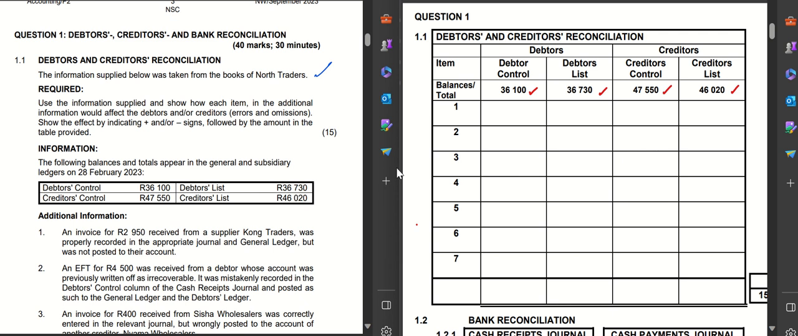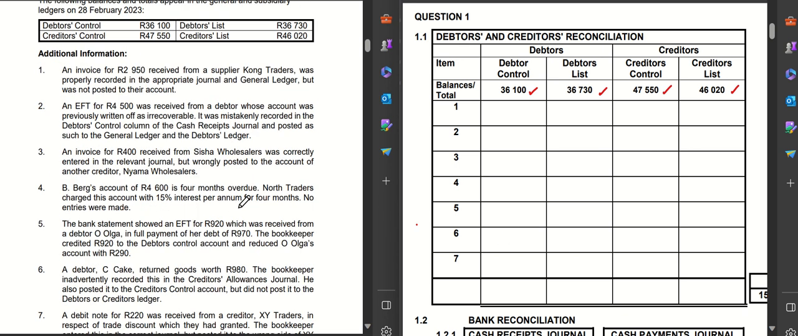Information number 1. So we're going to do your debtors recon and the creditors recon at the same time. That is the debtors control and the list, the creditors control and the list. We should have covered your creditors recons properly, and I think this will cover the debtors recons properly as well. It reads number 1, an invoice. Once I hear invoice, that's a plus sign. An invoice for 2950 received from a supplier Traders was properly recorded in the appropriate journals and the general ledger, but was not posted to the account.